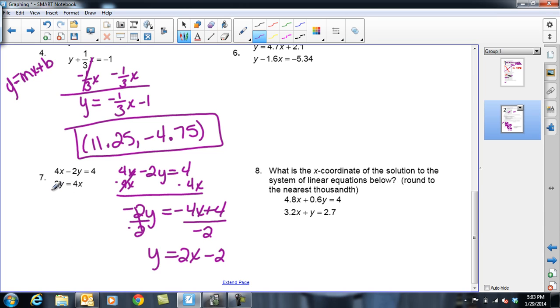And then this bottom equation, I'm just going to divide both sides by 2, so I get y equals 2x. I want you to notice that this is exactly the same. That tells me they have the same slope, which means they're parallel lines, which means they're not going to cross. But we're going to graph it so we can see.